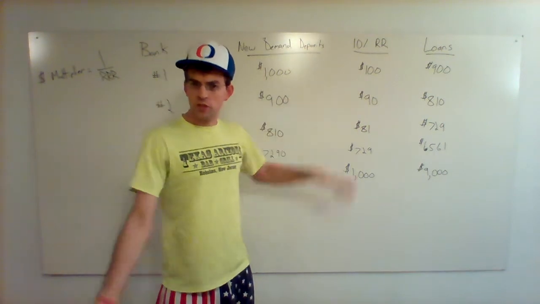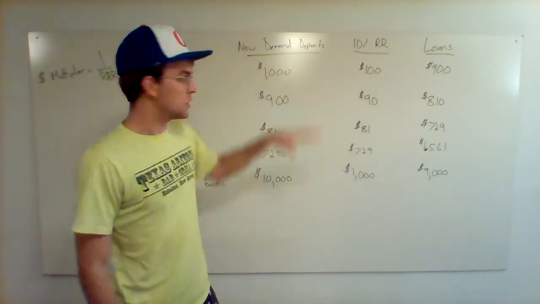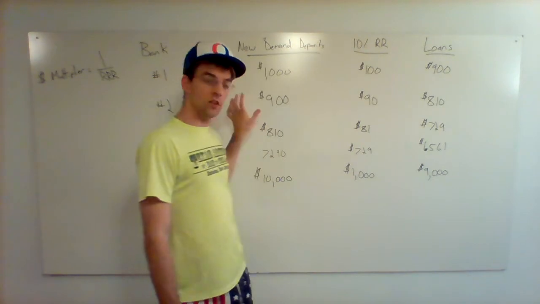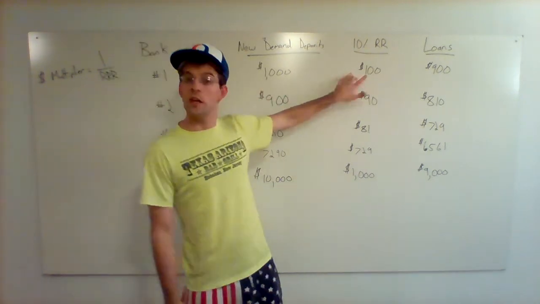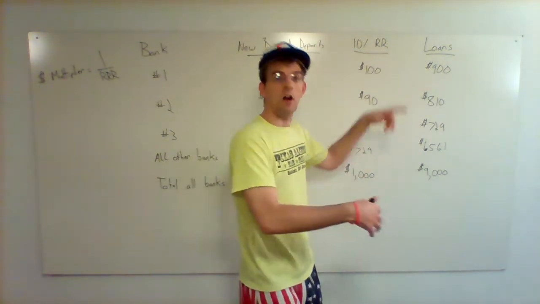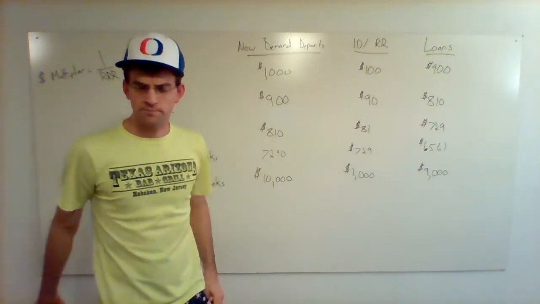Banks have to hold on to a certain amount of it. They're required reserves, which in this case is 10%. So $1,000, you got to hold on to 100. What do they do with the rest of it? They lend it out, gets deposited in the next bank, so on and so on.